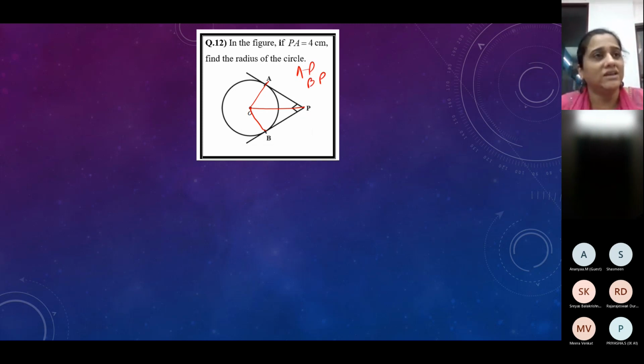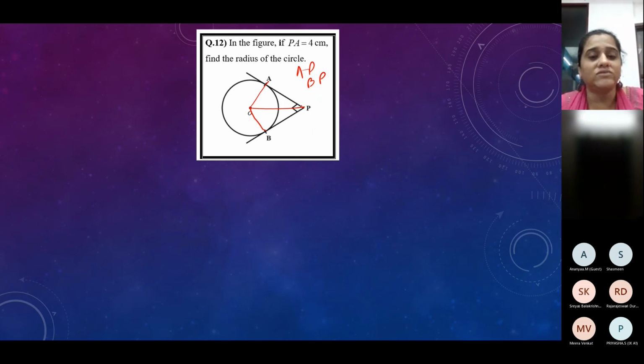So equal tangents are equally inclined. Equal tangents are equally inclined to the line segment joining the center and the external point. Please watch the first recording. I told you very clearly in the first class, we recalled all the theorems based on circles, even from standard 9. So please go to that recording.